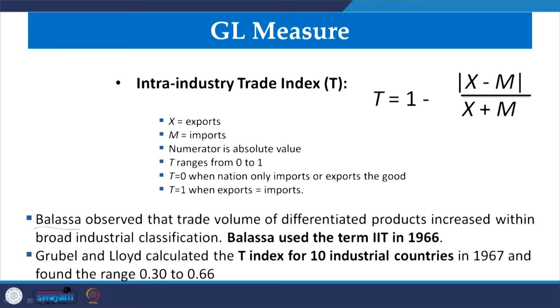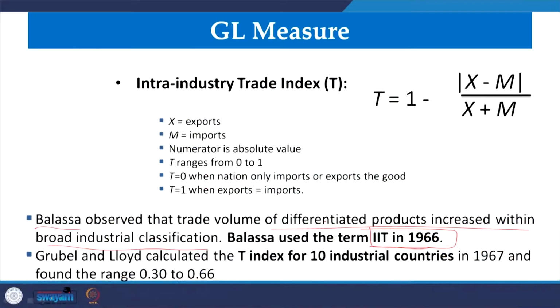We also discussed earlier Balassa's observation that the total volume of differentiated products increases within broad industrial classification. So, Balassa used the term IIT in 1966, even prior to the complete framework made by Grubel and Lloyd. Balassa's contribution is also significant, because he used this term for the first time, whereas Grubel and Lloyd calculated an index. Therefore, the index name is attributed to Grubel and Lloyd, but Balassa initiated the term.